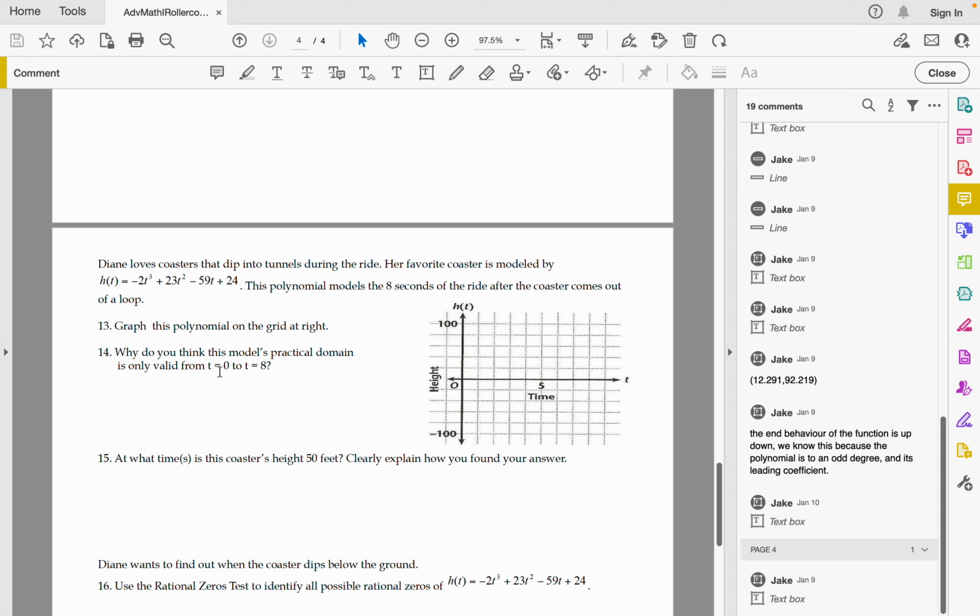Locate all the zeros, and then ask yourself, if I find 3 zeros, then there aren't any non-real zeros. If I don't find 3, this is cubed, right? So in a cubic function, I need 3 zeros. If I don't have 3 real zeros, then I have to have some non-real zeros.